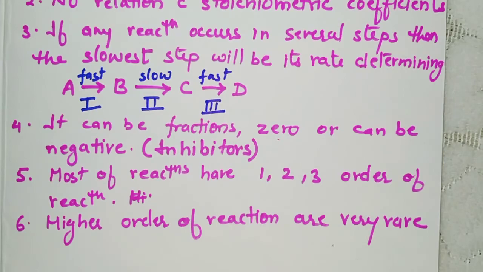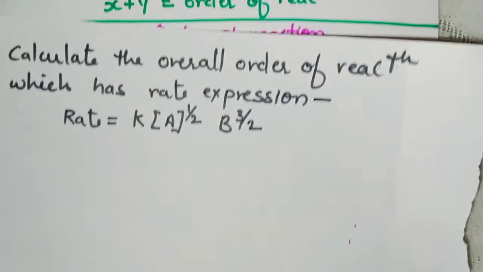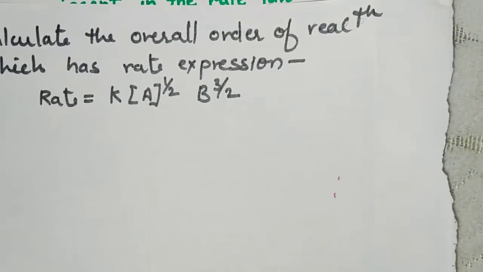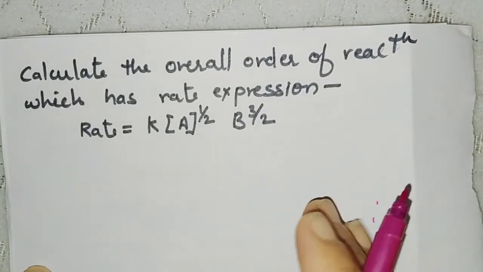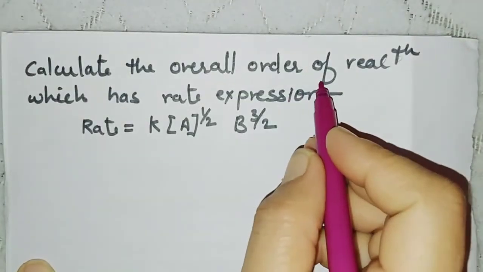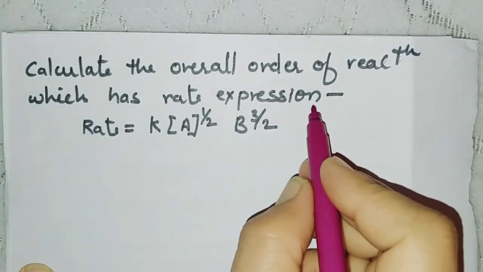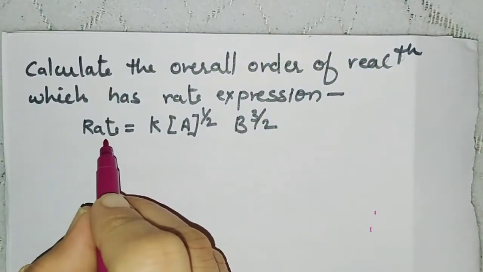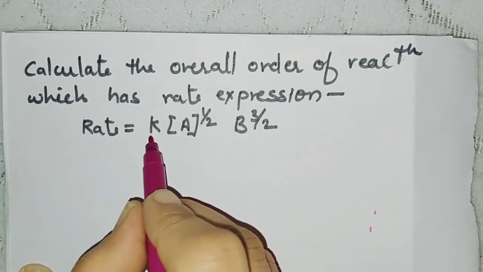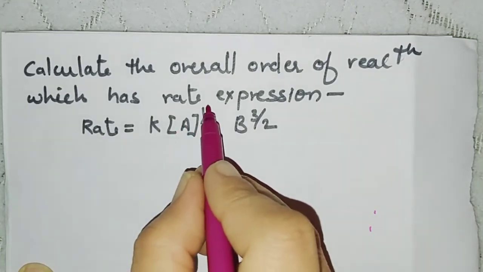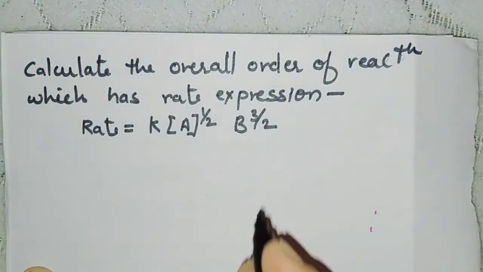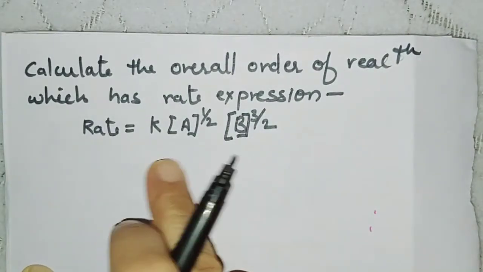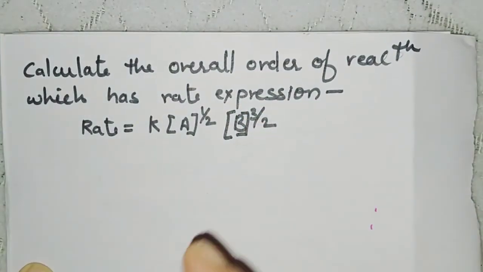Now let us understand it by taking one numerical example. The numerical is: calculate the overall order of reaction which has the rate expression rate equals k, where k is the rate constant, [A] raised to power half and [B] raised to power 3 by 2. So how to calculate its order of reaction?